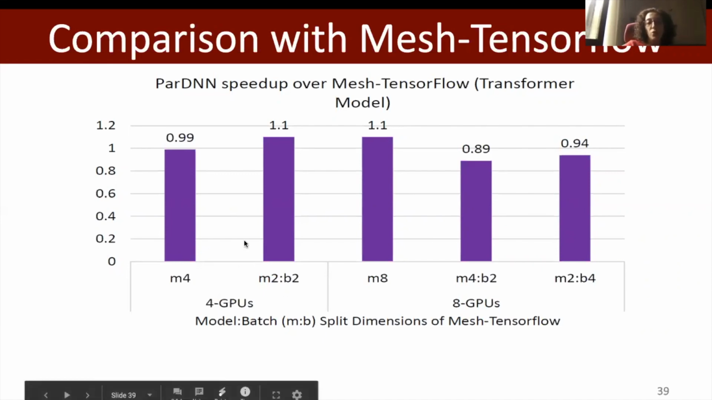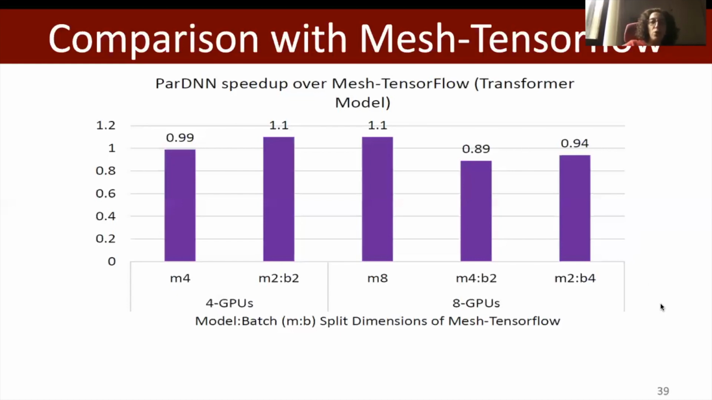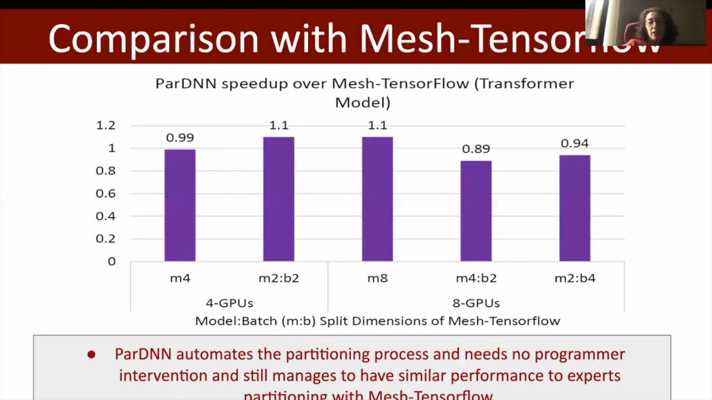So you have to try different geometries to tune. Here, for example, for 4 GPUs, we tried 2 geometries, and for 8 GPUs, we tried 3 different geometries. Again, with mesh TensorFlow, the running time overhead is a bit too much to tune these splits, finding the optimal partitioning. So you need to do some tuning. PAR-DNN, first of all, automates the partitioning process. There is no need for the programmer to be involved. And also in terms of overhead, we are much better, which I will show in the next slide.